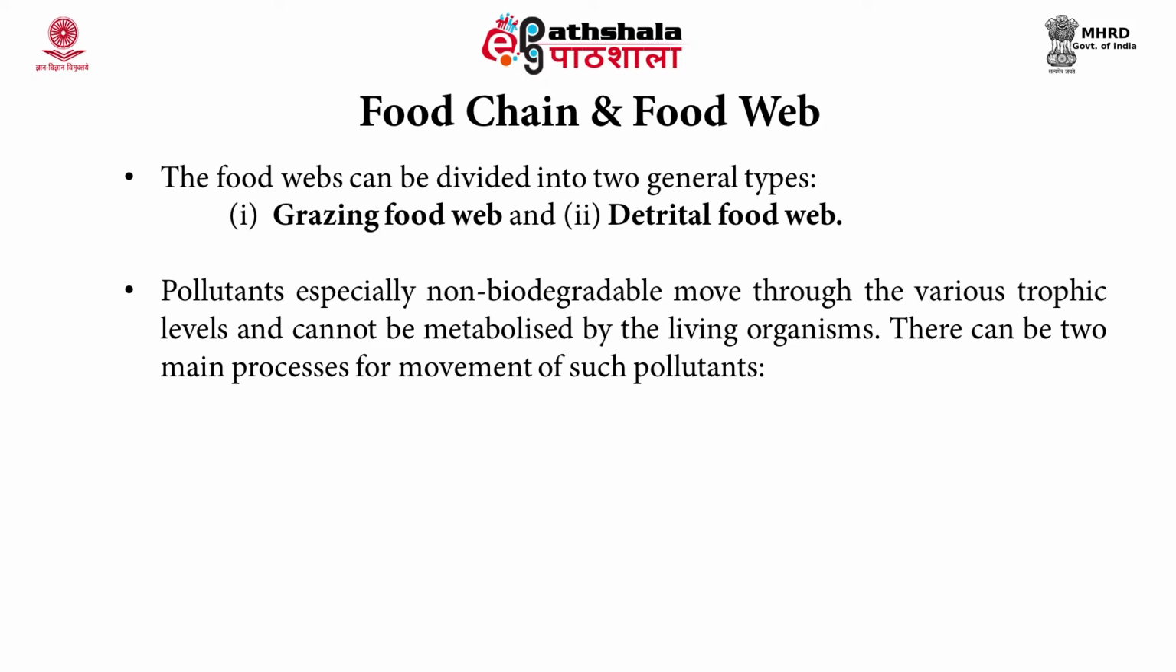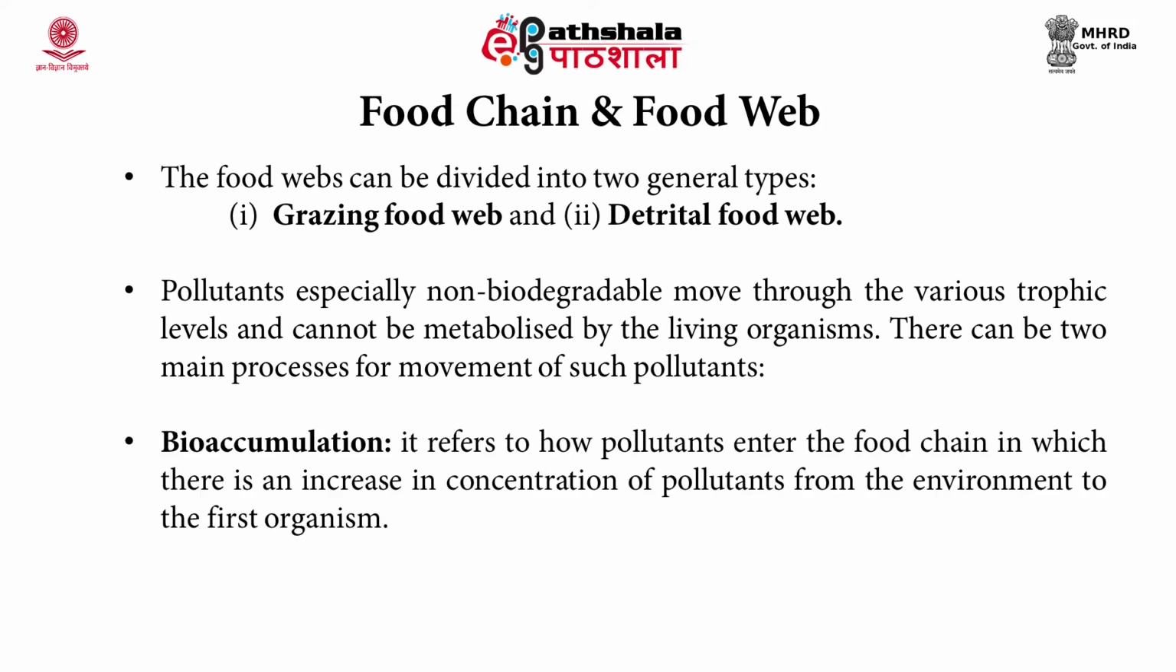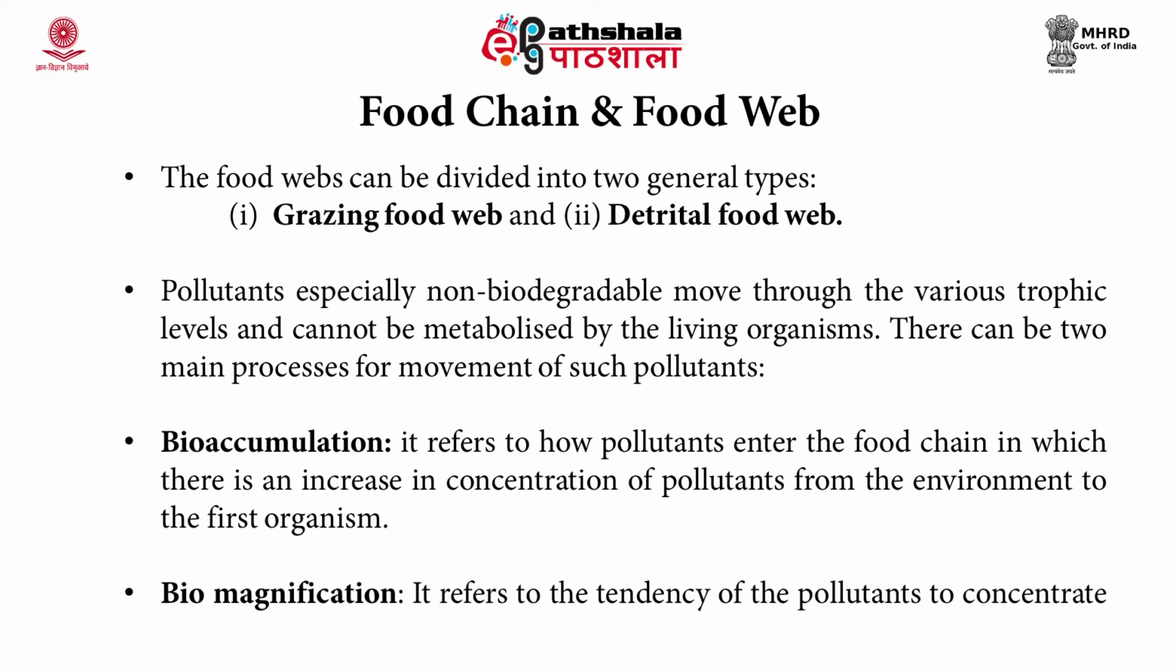There are two main processes for movement of such pollutants. First is bioaccumulation. Bioaccumulation refers to how the pollutant enters the food chain, in which there is an increase in the concentration of the pollutants from the environment to the first organism. Biomagnification, on the other hand, refers to the tendency of the pollutant to concentrate as they move from one trophic level to the next.